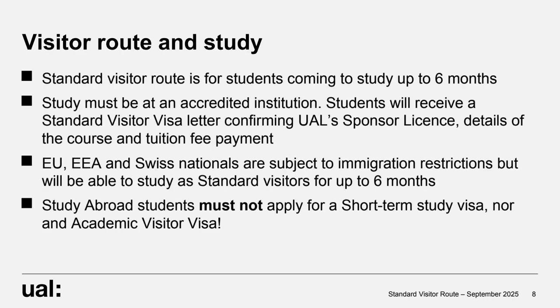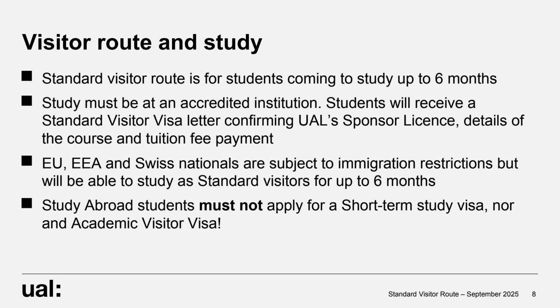Most of you would probably be entering the UK as a visitor, and the visitor route for study has lots of conditions. A standard visitor route is for students coming to the UK for 6 months. Study must be at an accredited university, and we are an accredited institution. The student will receive a standard visitor letter from us with our sponsor license details, the course, the fees that you've paid, etc.